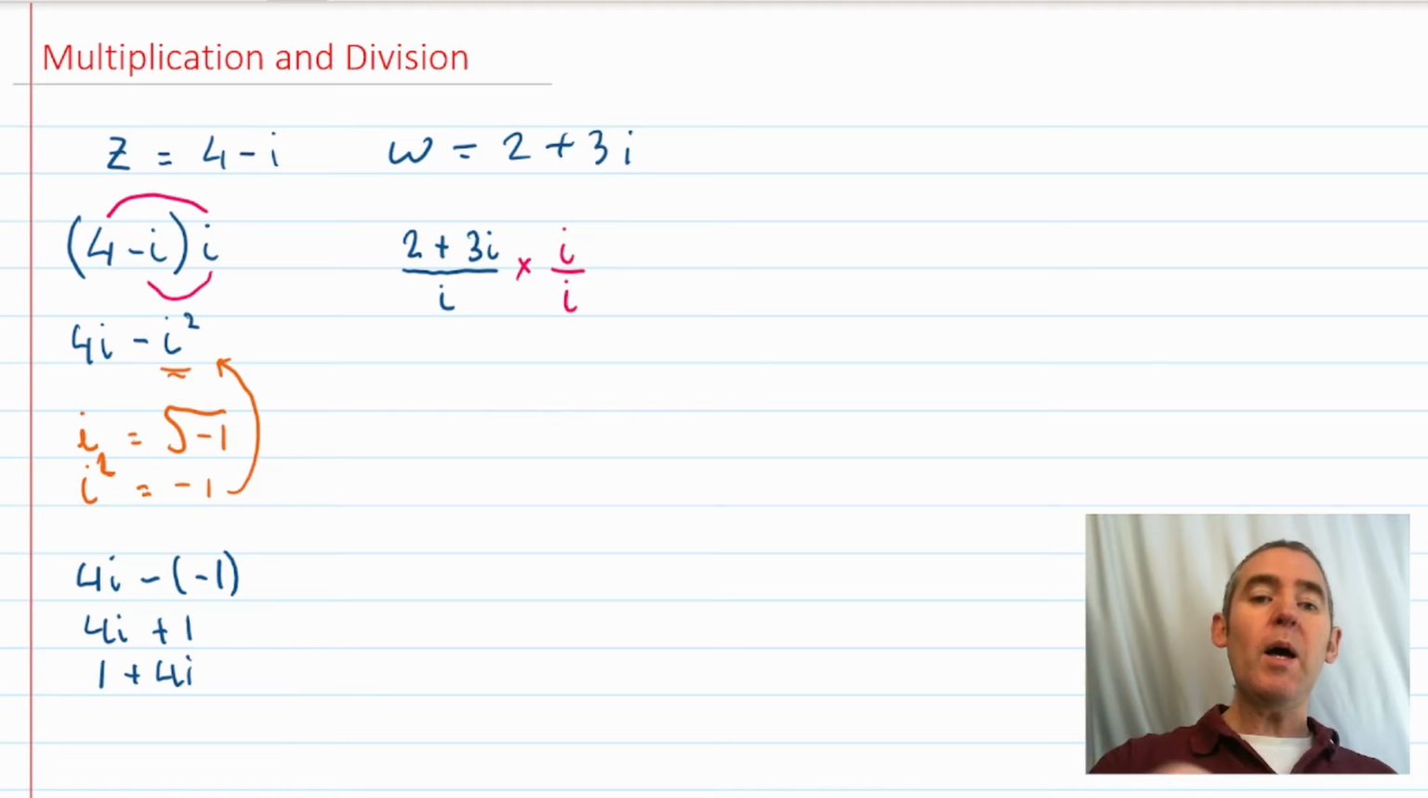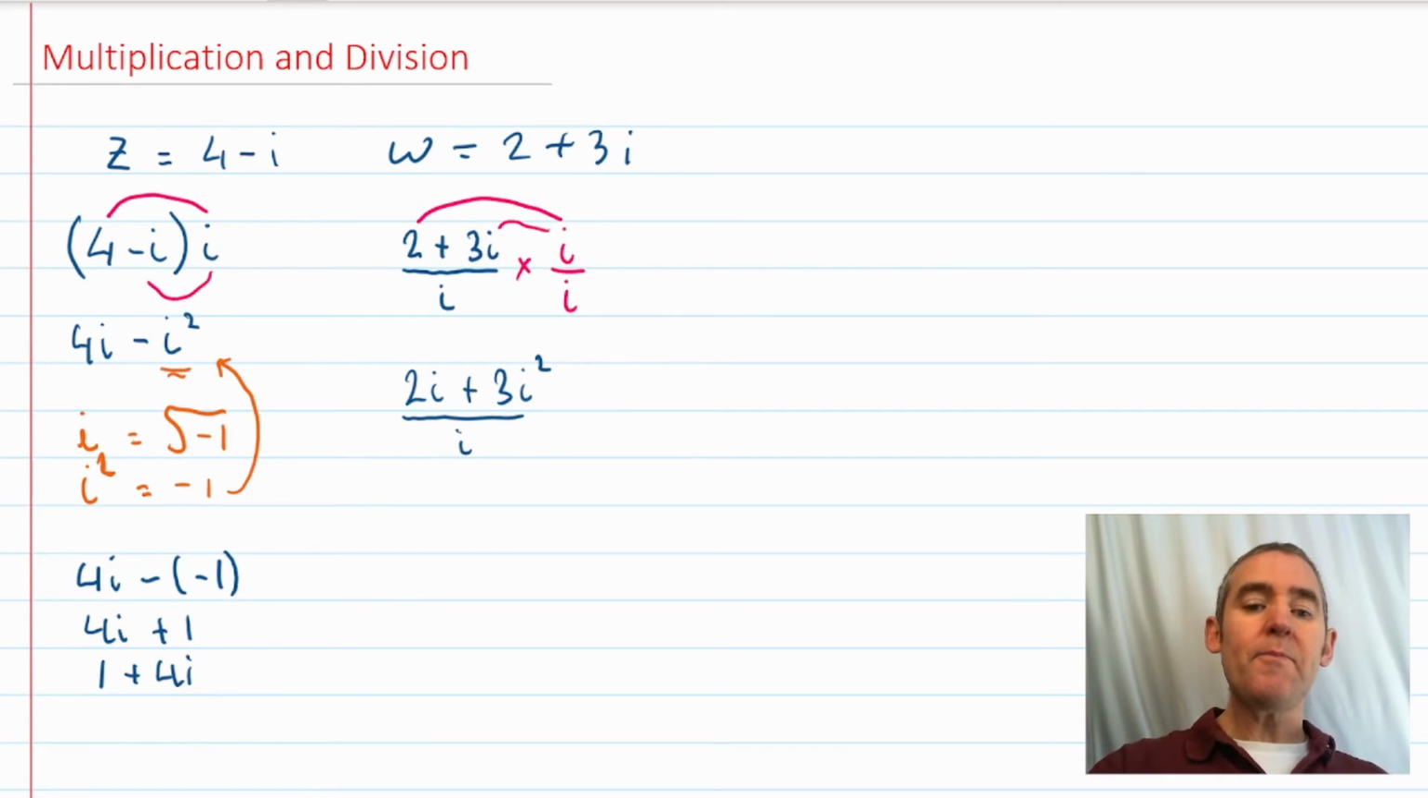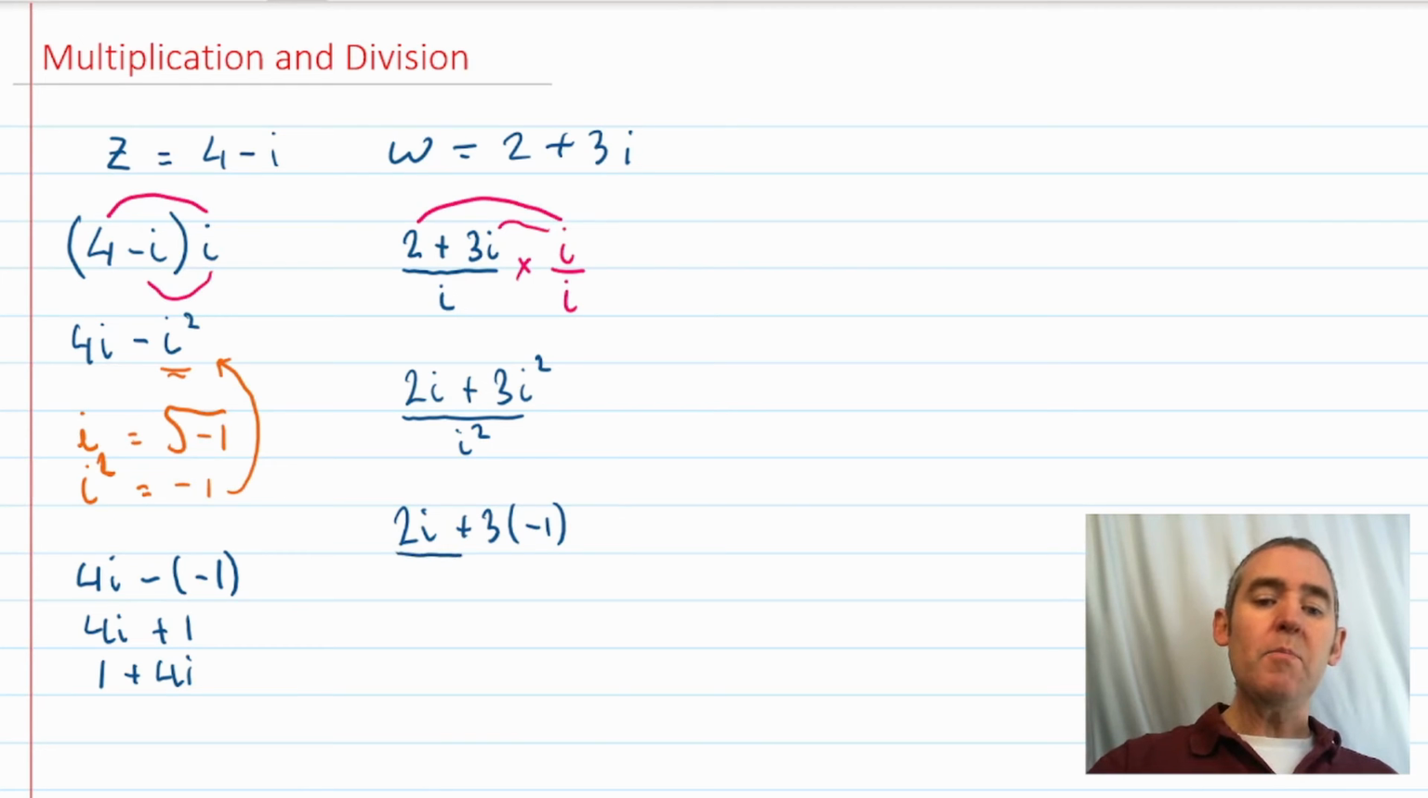So on the top, we have to do our FOIL again, so it'll be i by 2 and i then by 3. So the top will end up being 2i plus 3i squared. And the bottom then will be just i squared. So we can now replace the i squares with minus 1, so we get 2i plus 3 times minus 1, and in the bottom it's just going to be minus 1.